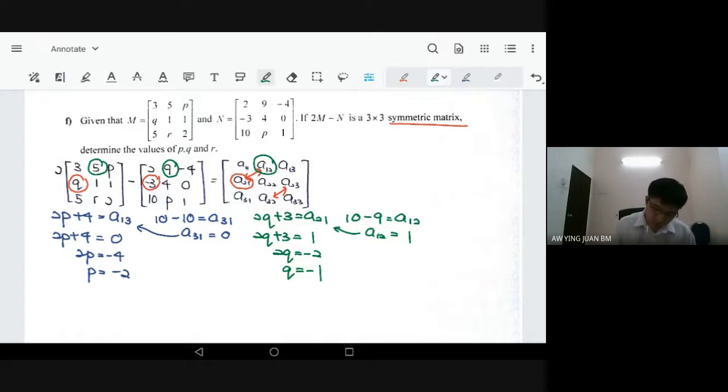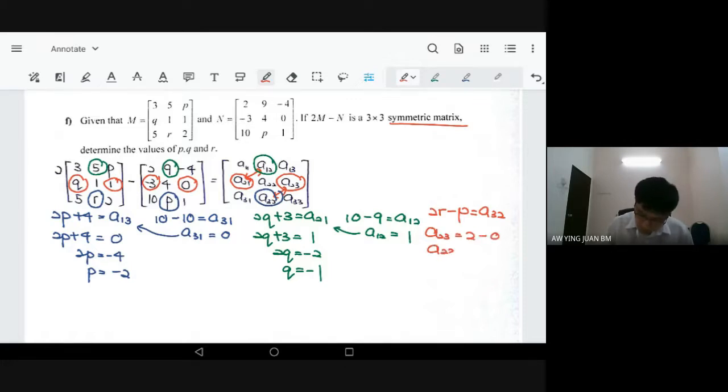Finally, we have the R. So the location for the R is over here, which is A32. So try to relate. So we have 2R minus P is equal to A32. So from here, we notice that A32 actually equals A23. So A23 is equal to 2 minus 0. So A23 is equal to 2.